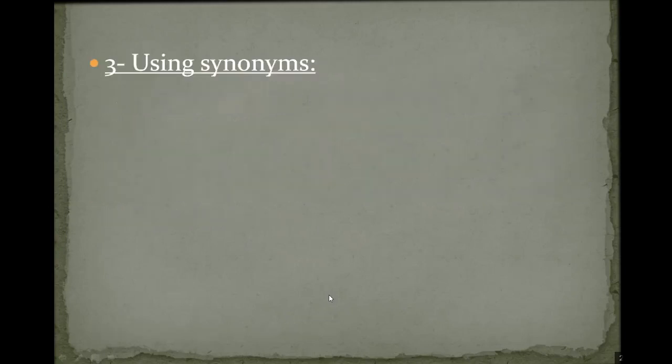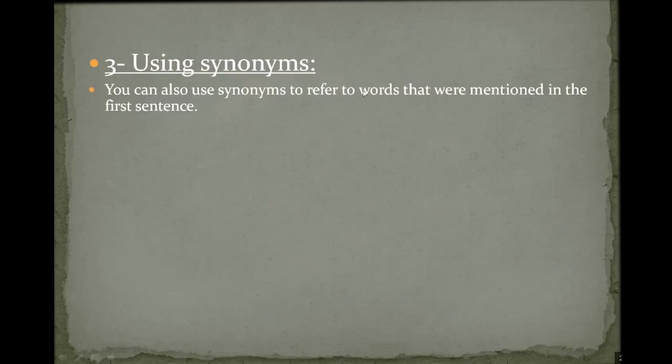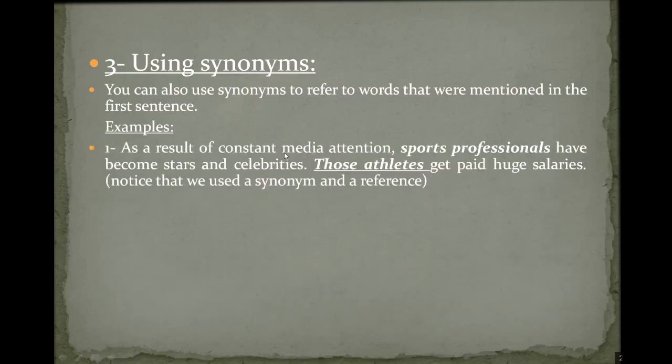The third method used in cohesive devices is using synonyms, and this is pretty easy. We use synonyms to refer to words that were mentioned in the first sentence, like the example here. As a result of constant media attention, sports professionals have become stars and celebrities. Those athletes, the athletes are the sports professionals, get paid huge salaries. Notice that we use a synonym, athletes, for sports professionals, and the reference, those. So this is really useful. You should do that when you write.